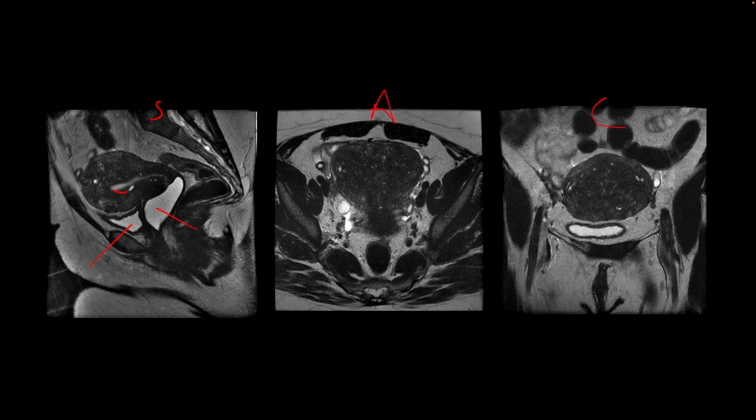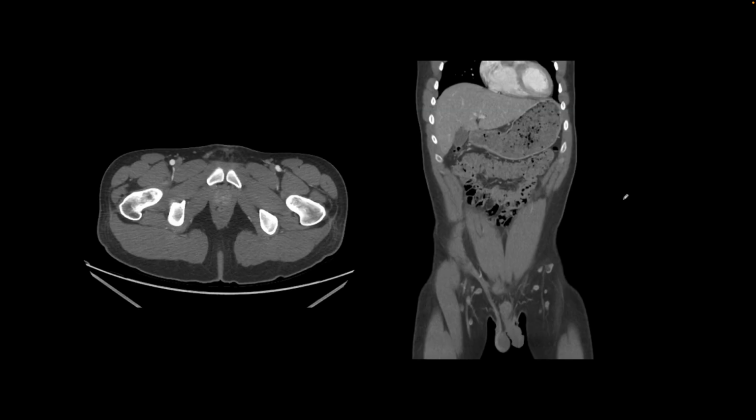This is the endometrium, and we find foci of high signal in the myometrium suggesting adenomyosis. And we also find that there are several foci of low T2 signal consistent with fibroids. So uterine leiomyomatosis and adenomyosis. The patient underwent a hysterectomy.